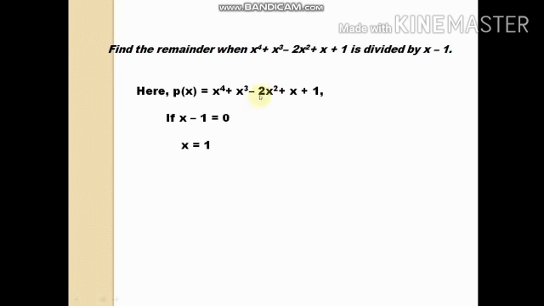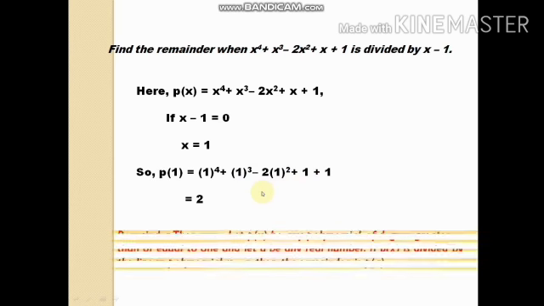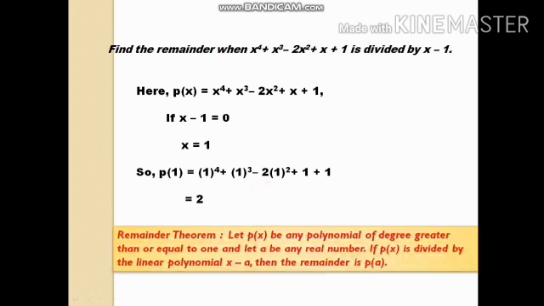Here, the divisor is x - 1. If x - 1 = 0, we will get x = 1. For finding the remainder, now we will substitute x = 1 in place of x, and then we will get 1^4 + 1^3 - 2(1)^2 + 1 + 1, which is equal to 2. So this is your remainder theorem.